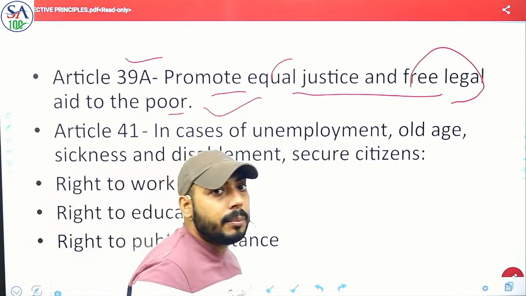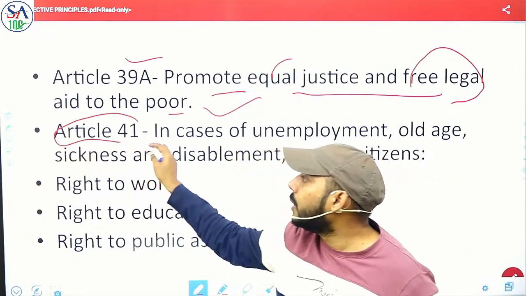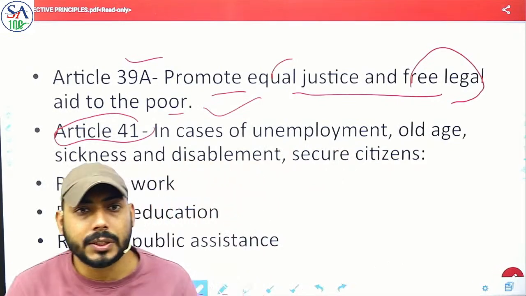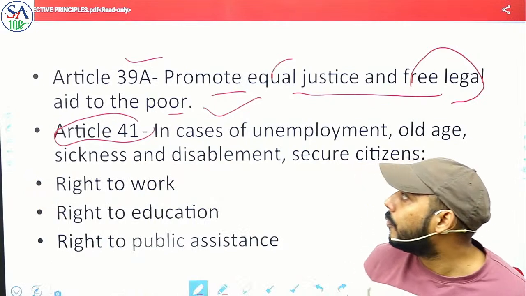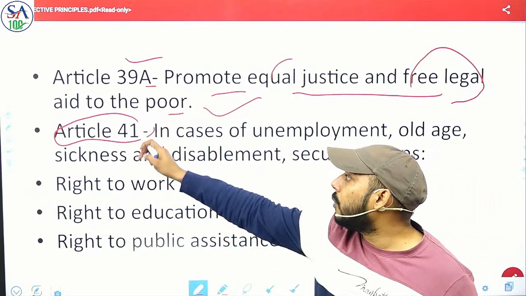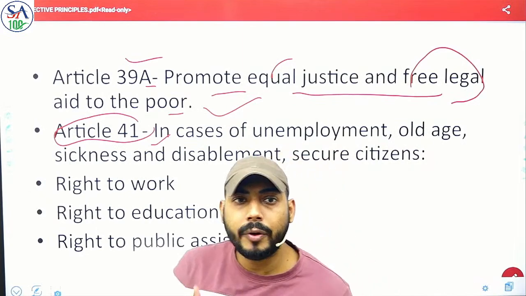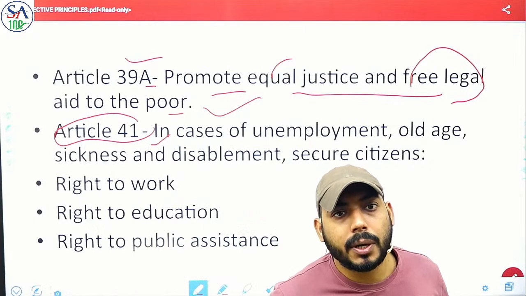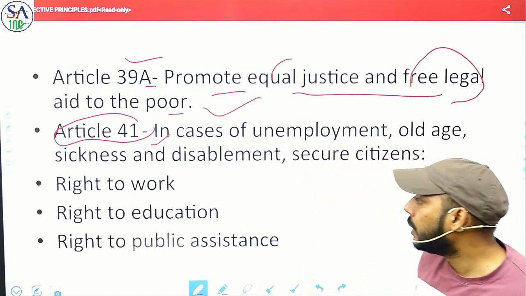Then we come to Article 41. These all articles are part of the socialist principle. We are skipping many articles. For example, from 39A we directly came to 41. The leftover articles we will study under different principles, such as the Gandhian principle or the liberal intellectual principles.